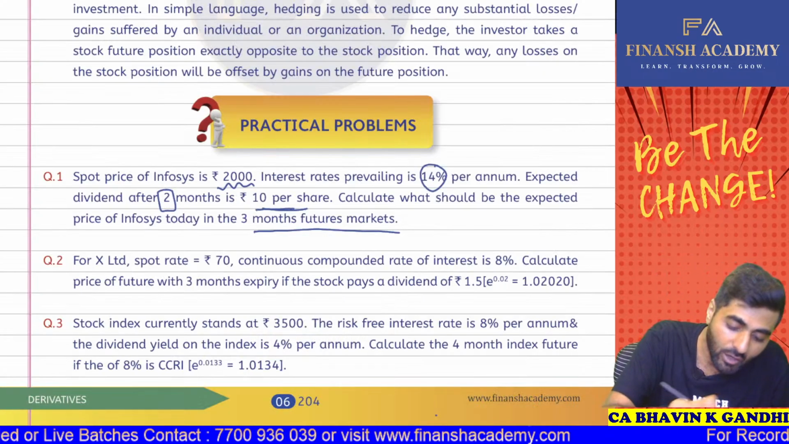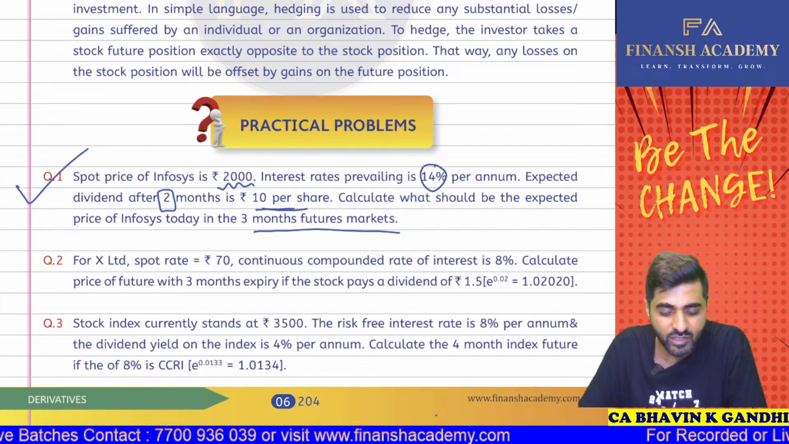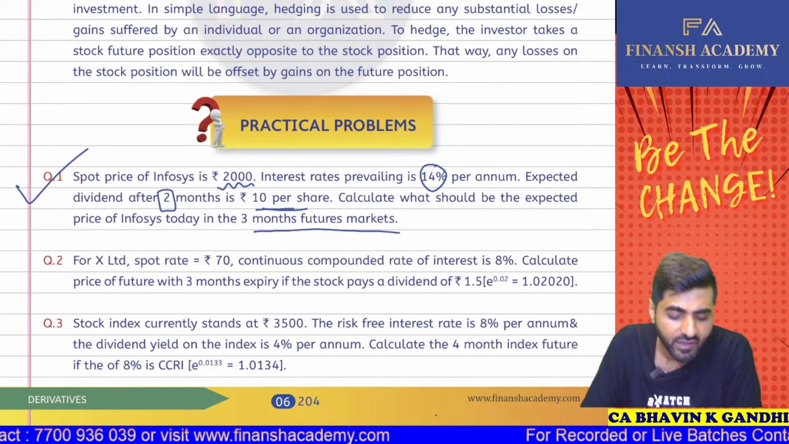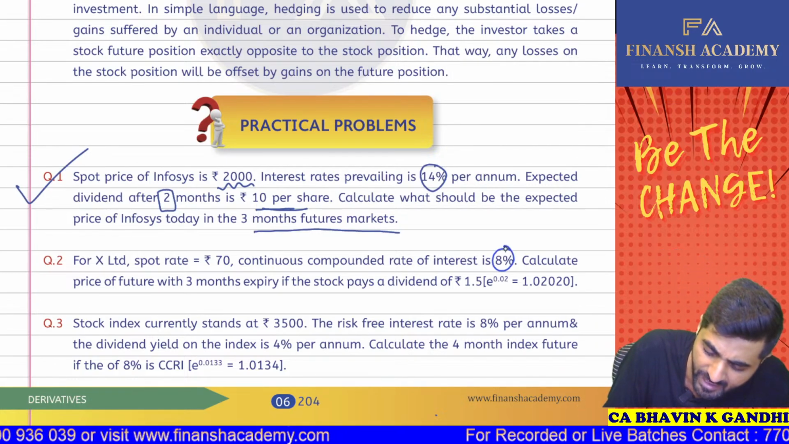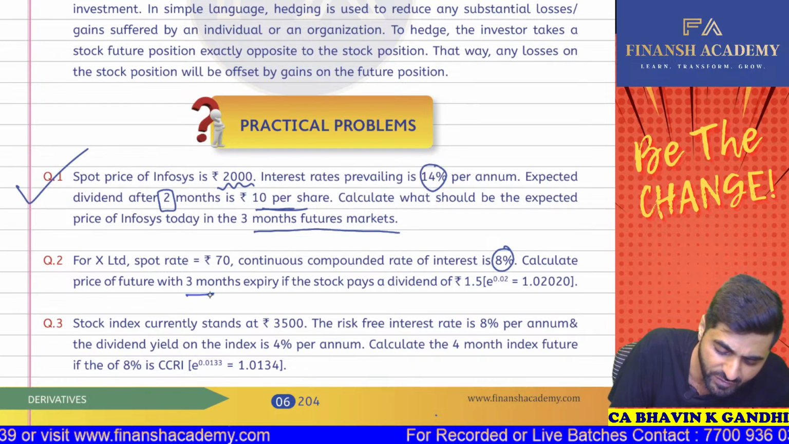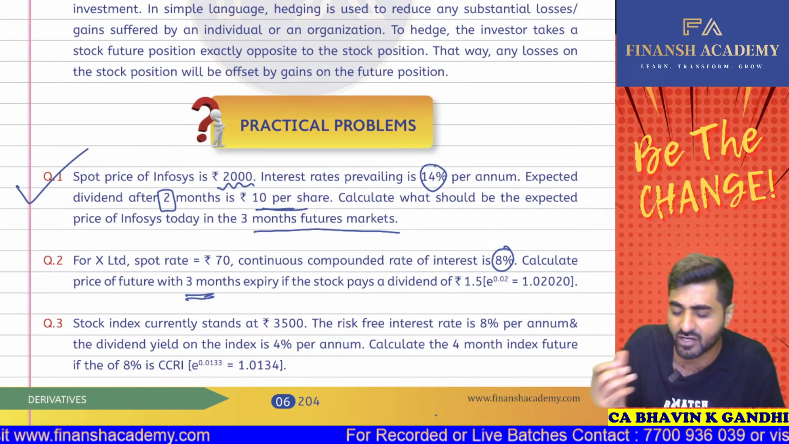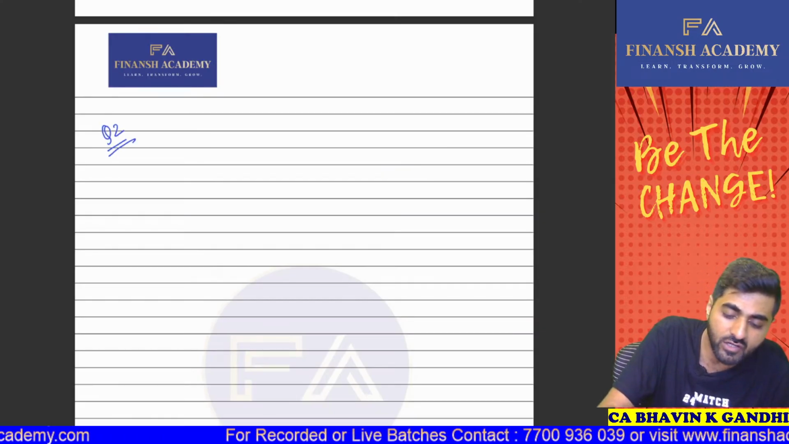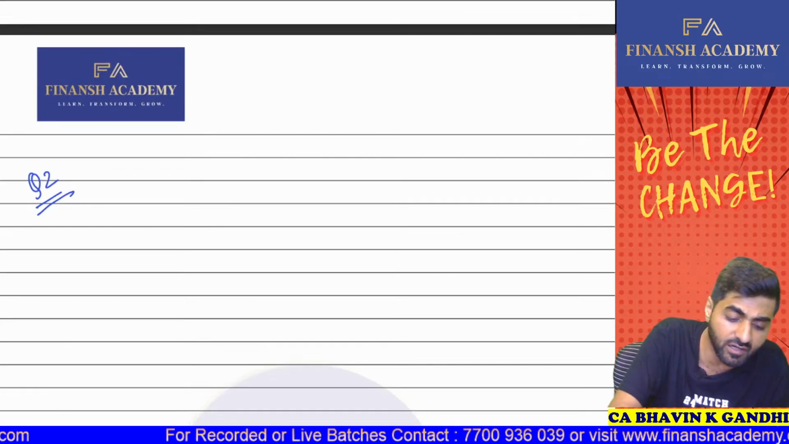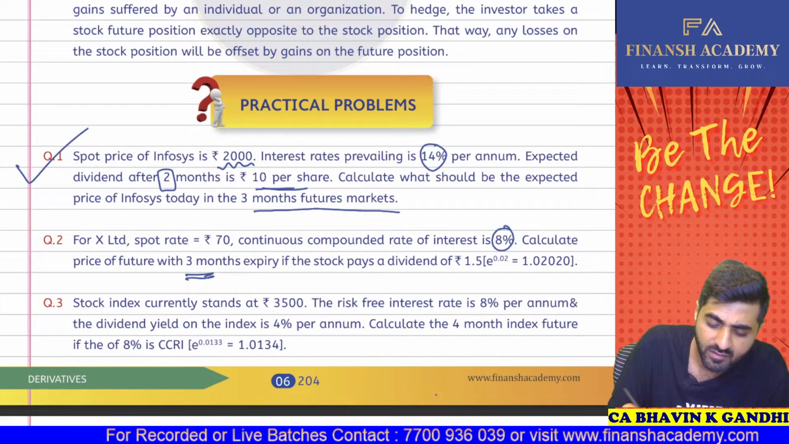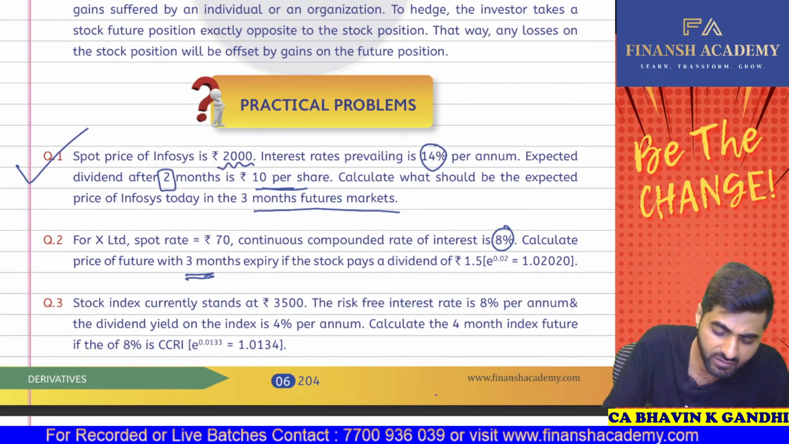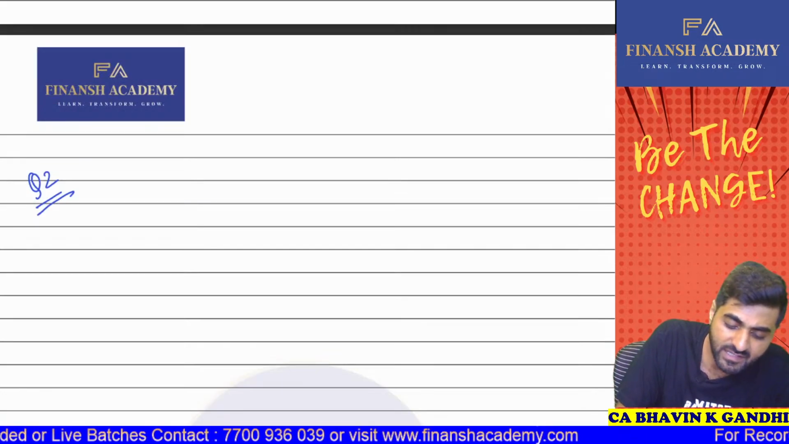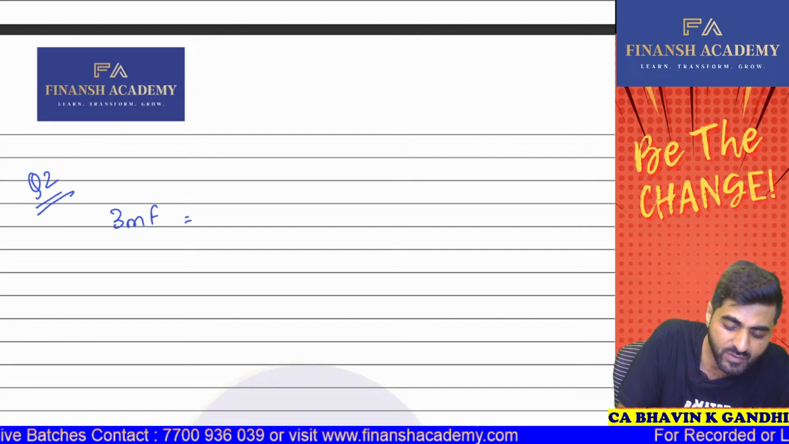Okay, now my dear students, continuing further, let us do the second question. For X, the spot rate is rupees 70, and now we have a continuously compounded rate which is nothing but 8%. We are required to calculate the price of a 3-month future expiry if the stock pays a dividend of rupee 1.5. This particular question is also very easy to calculate. Here also there is a future which needs to be calculated, and it's a 3-month expiry.